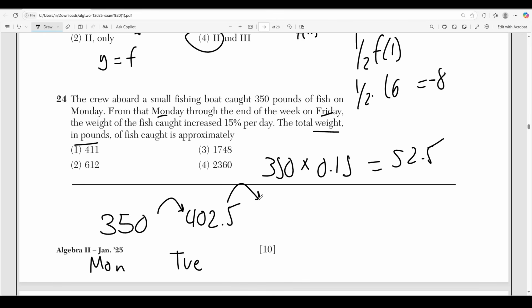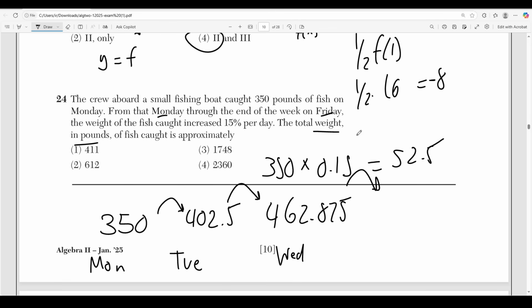All right, then the next day is going to be, again, 15% more. So 402.5 times 0.15 is equal to 60.375. So the next day, they increased their load by 60.375, okay? So that means that the next day, they would have caught 462.875 pounds of fish on Wednesday. And the pattern is going to continue.